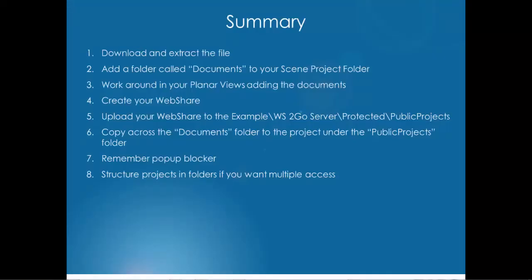So to summarize, first download and extract the WebShare Server to Go file, remembering that you'll need the correct version, either 32-bit or 64. Go into your scene project, make sure everything's registered, pictures are added, and you're in a position where you can move forward. Create a folder called Documents under your project folder in Scene and load in any documents that you want to add into your WebShare Server to Go. Work around in a planar view, adding in your documents themselves with the unique name that you've used in the Documents folder rather than links.